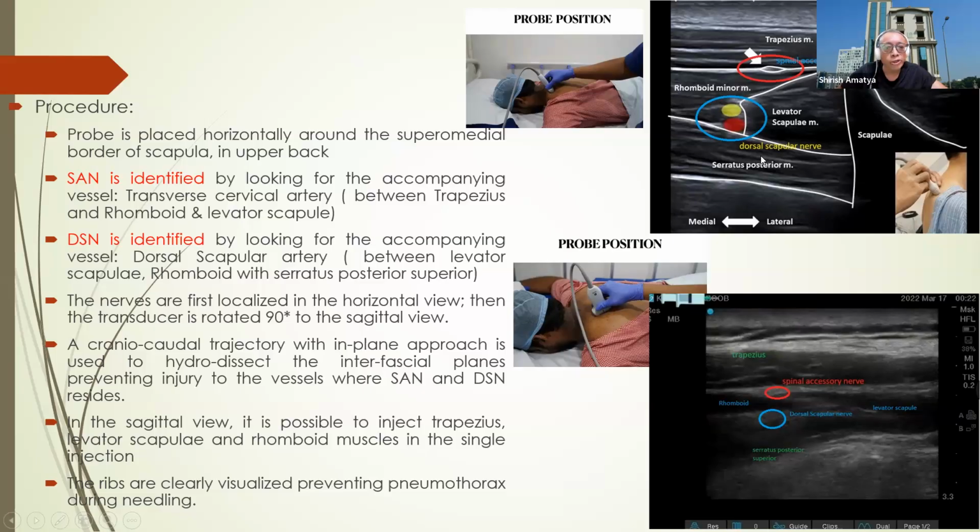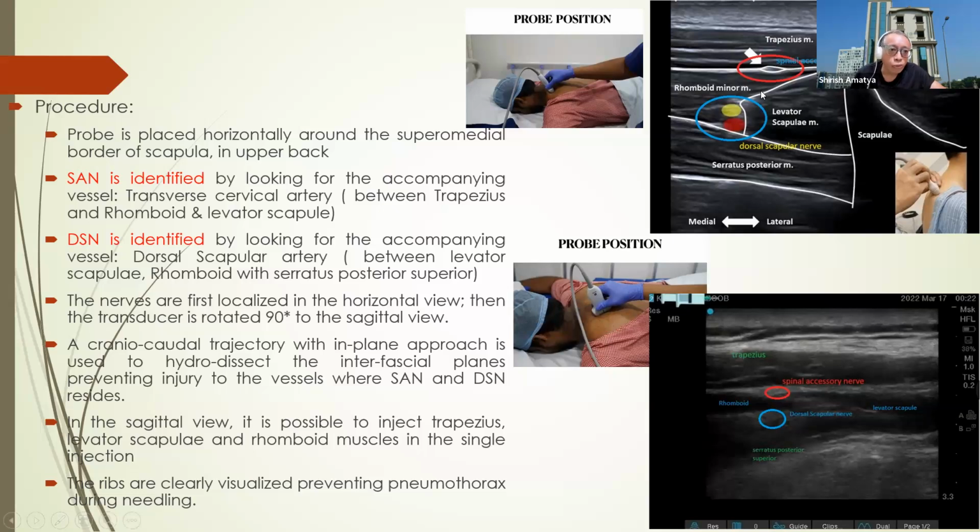Usually both of the nerves are accompanied by an artery. The spinal accessory nerve is accompanied by the transverse cervical artery, located between the first layer, trapezius, and the second layer, rhomboid major, minor, and levator scapulae. Similarly, the dorsal scapular nerve is accompanied by the dorsal scapular artery, and it is between the second and third layer. That is, the second layer is rhomboid major as well as minor and levator scapulae, and the third layer is serratus posterior muscle.